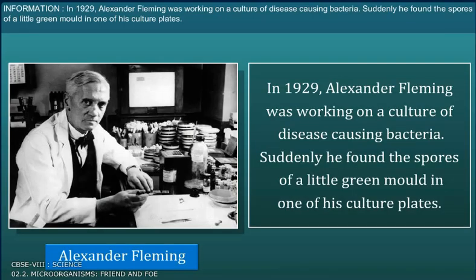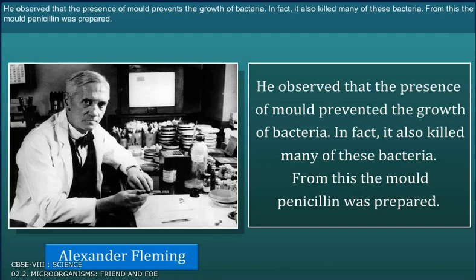Information. In 1929, Alexander Fleming was working on a culture of disease-causing bacteria. Suddenly he found the spores of a little green mold in one of his culture plates. He observed that the presence of mold prevents the growth of bacteria. In fact, it also killed many of these bacteria. From this, the mold penicillin was prepared.